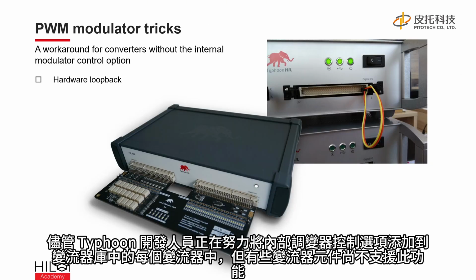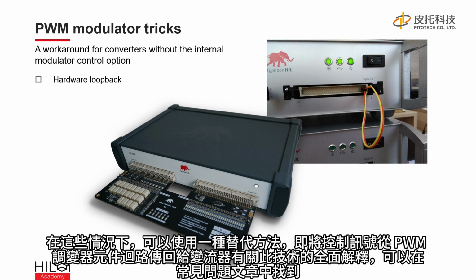While Typhoon developers are working on adding the internal modulator control option to every converter in the converter library, some converter components don't yet support this. In these cases, it is possible to use an alternative method that consists of looping back control signals to the converter from the PWM modulator component. A comprehensive explanation of this technique can be found in the FAQ article, "What should I do if a converter does not have an internal modulator?", which is linked in the Materials tab.